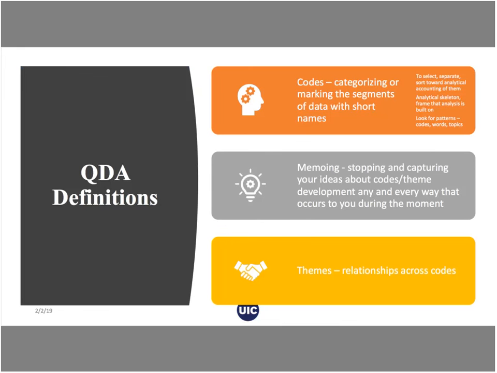So I want to go over just some qualitative data analysis definitions. A code is a word or a set of words that categorize or mark segments of data with short names. So coding is categorizing or marking segments, I should say. Memoing is stopping and capturing your ideas about code or theme development in any and every way that occurs to you. And themes are things that emerge from the codes.